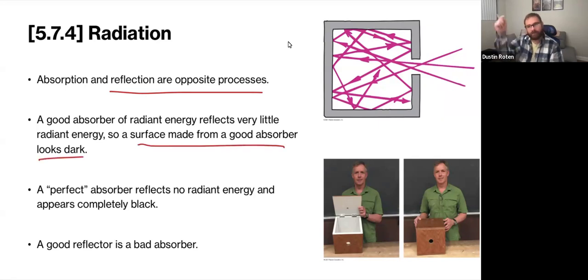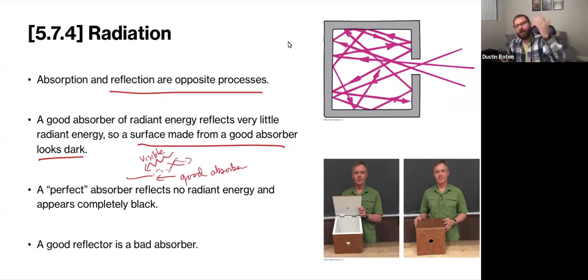So if you have visible light waves coming in on some surface, and this is a good absorber, well, if it's absorbing all this light, you don't have any visible light leaving. So that's why it's going to appear dark. You don't get nice bright images from it.